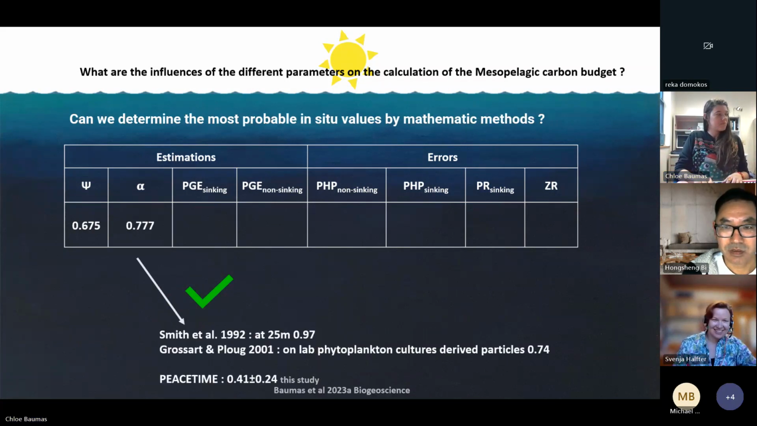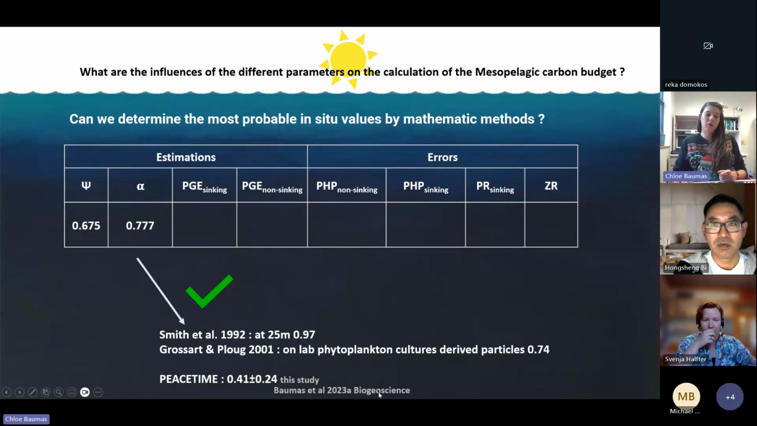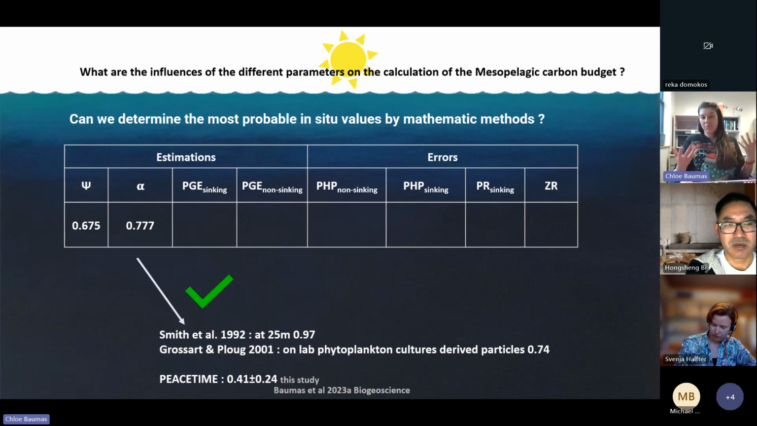Then for the alpha, we obtain 0.77, which is between the values estimated for surface particles or pure cultures, so really fresh organic matter, and the value of 0.41 that I managed to calculate from a Mediterranean Sea cruise, which is a particle-poor zone. So therefore, it seems possible for the mesopelagic area during a period of high particle production to have 0.77.